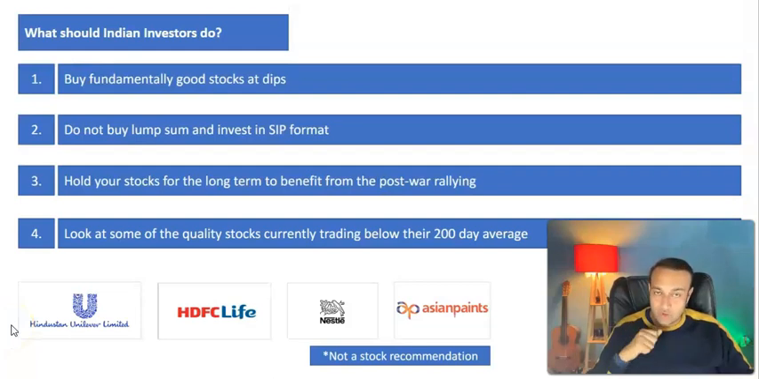Now, are there some stocks which are available at low valuations? Yes. So look at some of these good quality stocks that are available at their 200-day average. For example, Hindustan Unilever, HDFC Life, Nestle and Asian Paints. Now all these stocks are good quality stocks available at lower than their 200-day moving averages. Now this is not a stock recommendation and you should always consult your financial advisor before you invest in these stocks. And this was only for an educational purpose.